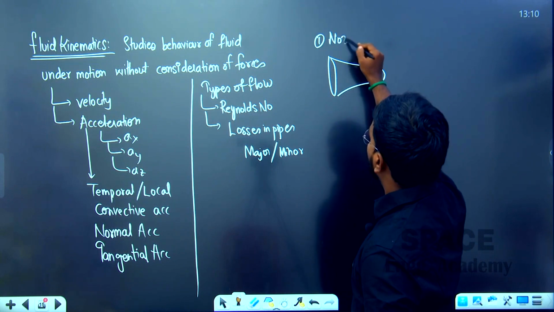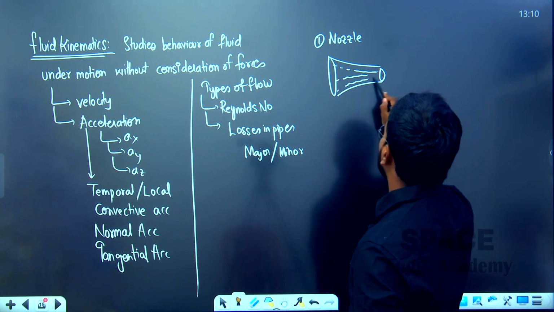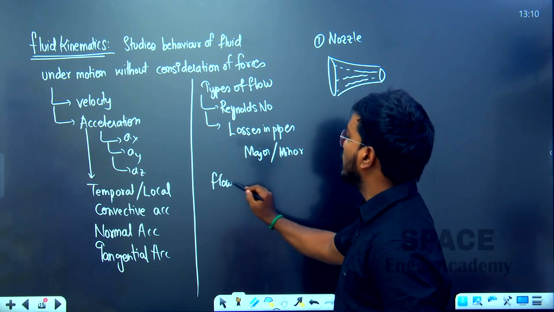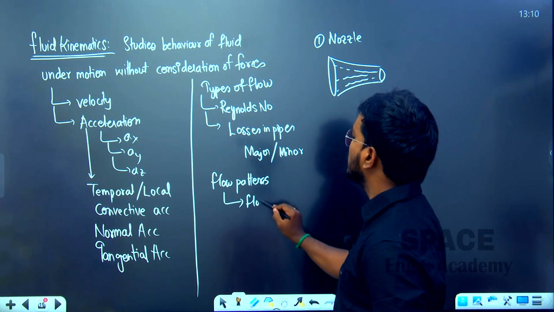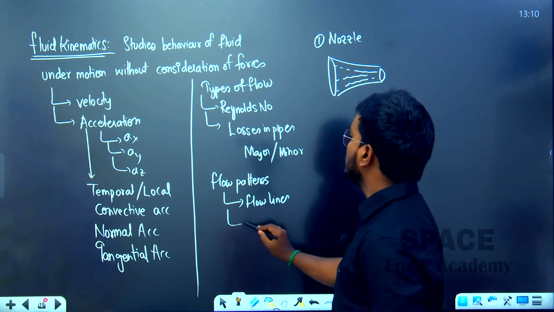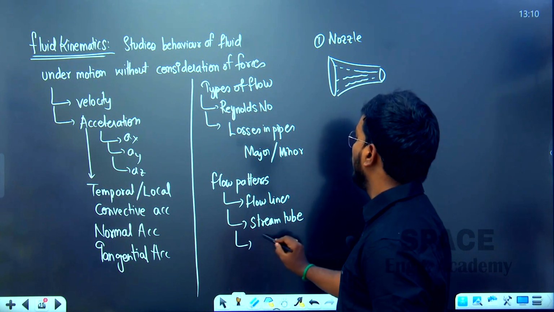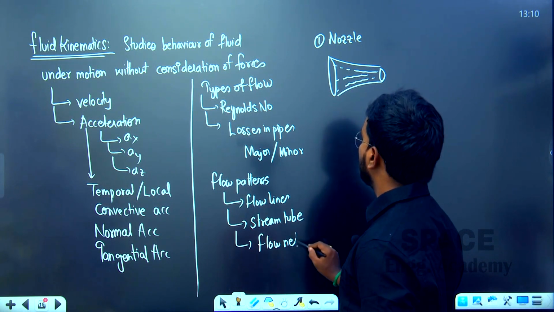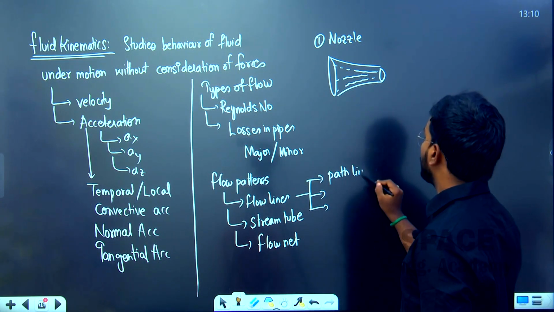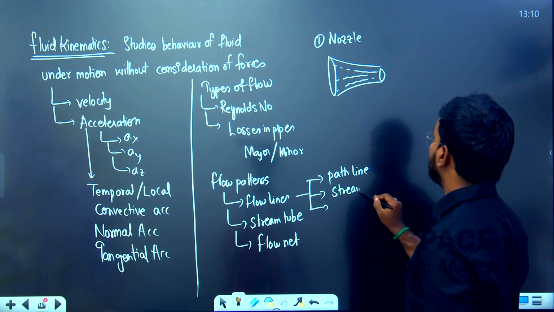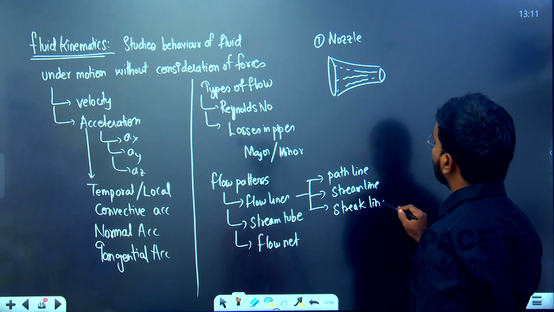One is the nozzle. When the flow lines are coming towards each other, that is the flow pattern we need to study in kinematics. In the flow patterns we will be learning about flow lines, stream tube and flow net. In the flow lines again we will have path line, streamline and streak lines.